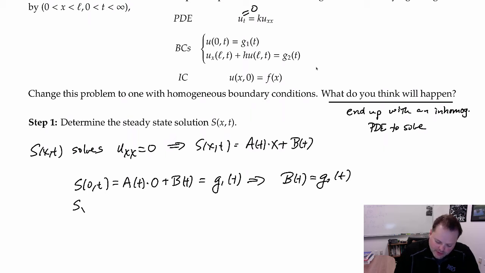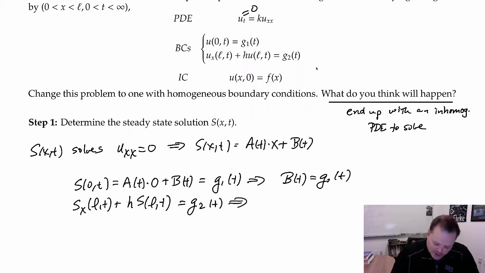And then the other condition is Sx at L plus h S at L equals g2. So I'm taking the partial of this with respect to x first. That gives me just a of t, plus h times this thing all over again, where x is now L.